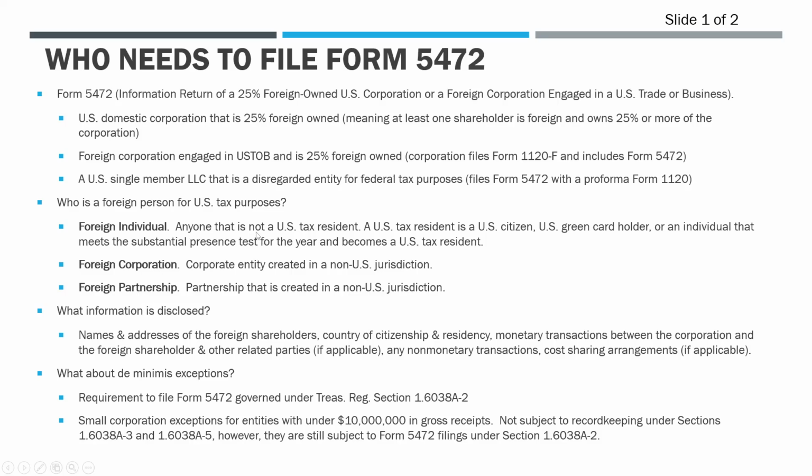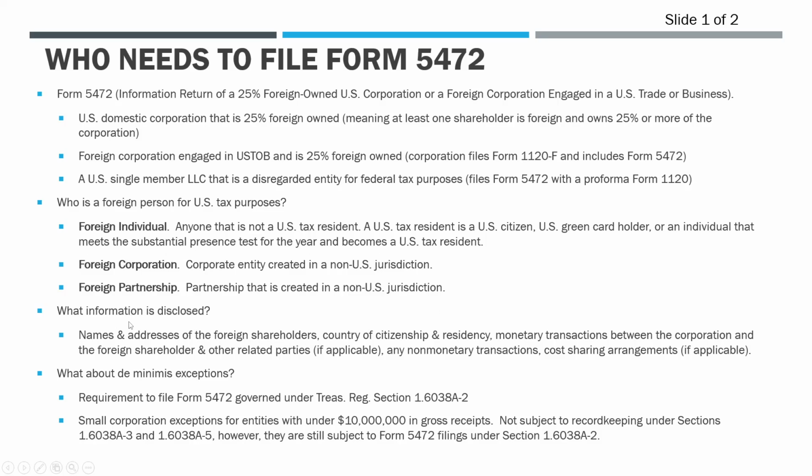So foreign individuals, this is anybody that's really not a U.S. tax resident. So U.S. tax residents are U.S. citizens, and U.S. citizens are always tax residents regardless of where they live, right? So if you have a U.S. citizen that's an expat living abroad, there's still going to be a U.S. person for purposes of these rules, so you wouldn't need the 5472. Also U.S. green card holders, or any other individual that is physically in the U.S. enough days to meet that substantial presence test.